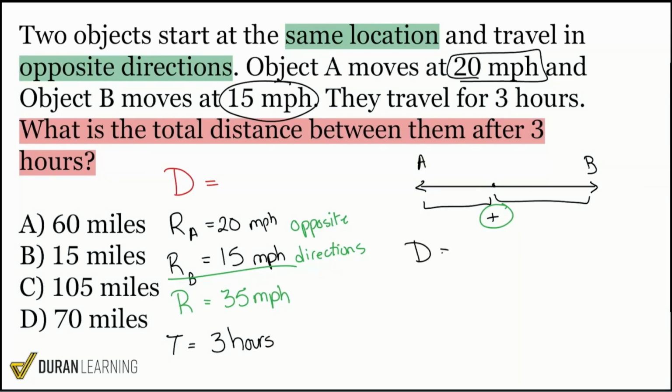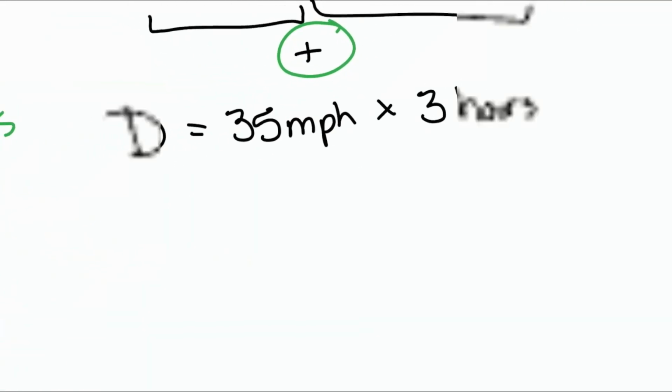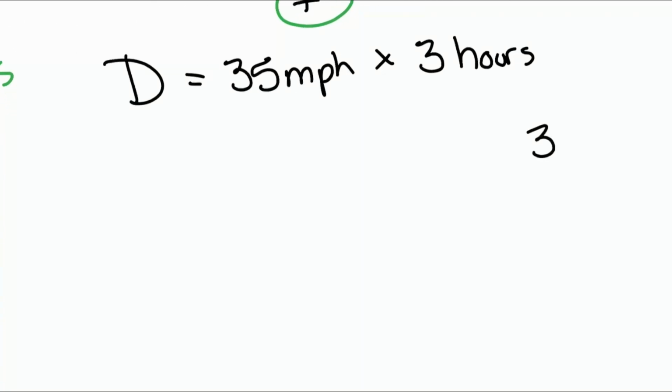We're looking for the distance for the combined efforts of A and B. The rate of their combined effort is 35 miles an hour, and then the time that they're both traveling for is 3 hours. So we can go ahead and complete this multiplication here, and we are done. 35 multiplied by 3, we can do that on the side.